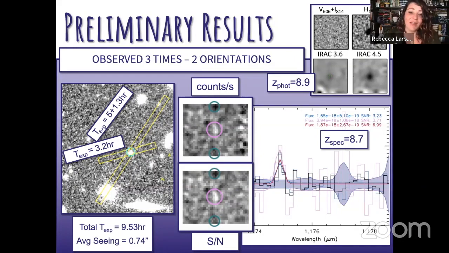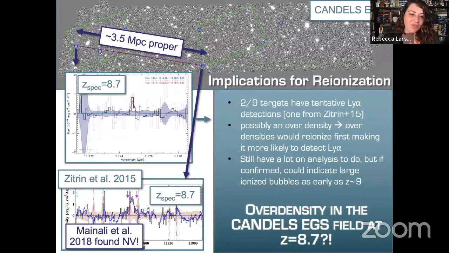So this is exciting in and of itself, but the more exciting part about this is that this particular object is physically very close to another redshift 8.7 galaxy that we already knew about.